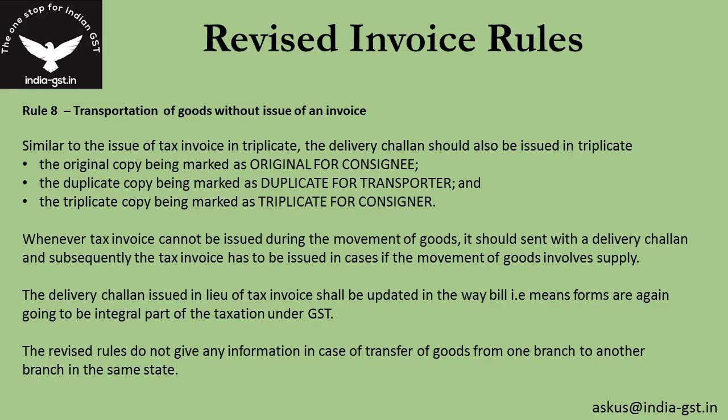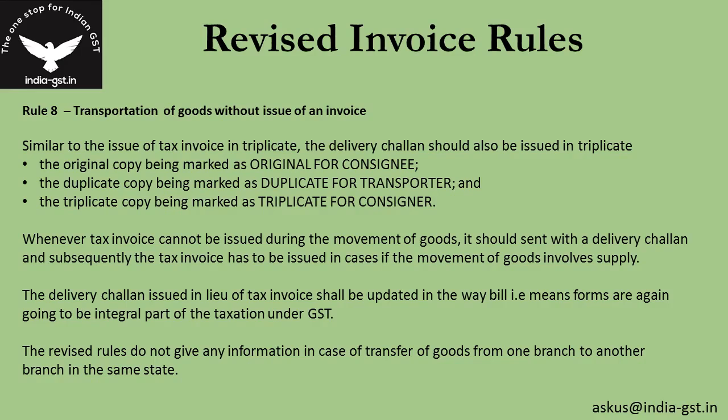Whenever a tax invoice cannot be issued during the movement of goods, it should be sent with a delivery challan, and subsequently the tax invoice has to be issued in cases where the movement of goods involves supply. The delivery challan issued in lieu of tax invoice shall be updated in the e-way bill; e-way bill forms are again going to be an integral part of taxation under GST. The revised rules do not give any information in case of transfer of goods from one branch to another branch in the same state.